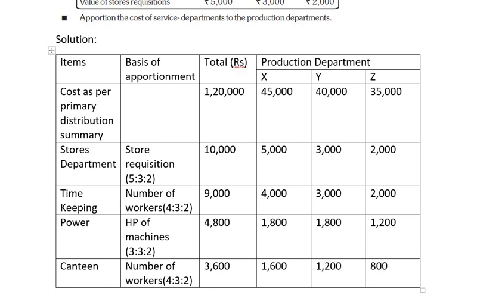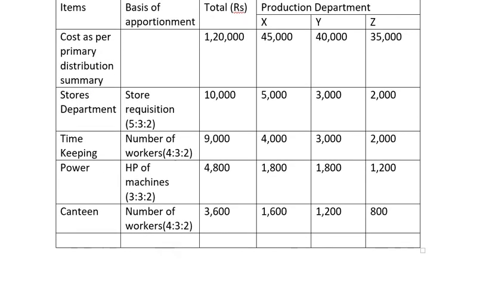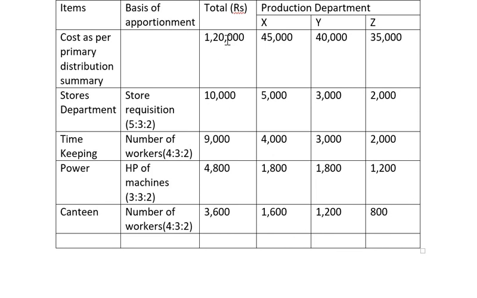Now we have distributed all the expenses. So now what we have to do, we have to total everything. So first of all, we should do the total side. So let's write total. The total of this total and total of all these departments should be same. So first of all, add 1,20,000 plus 10,000 plus 9,000 plus 4,800 plus 3,600. It comes out to be 1,47,400.